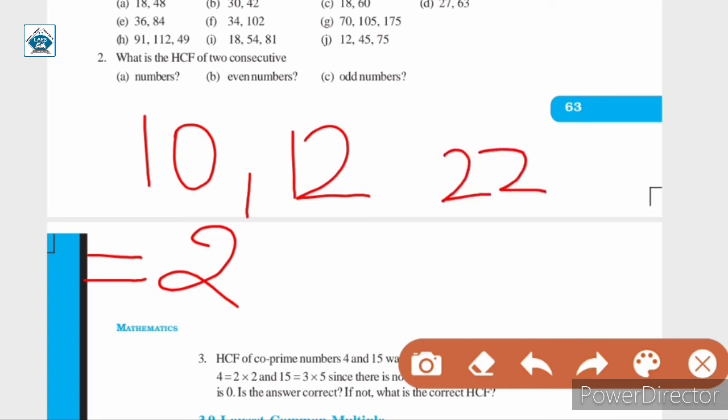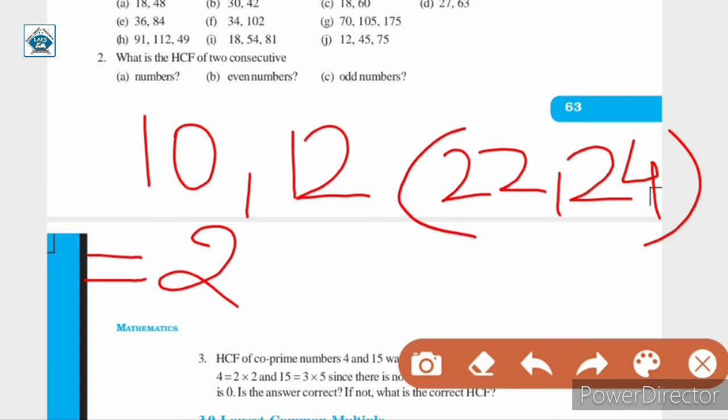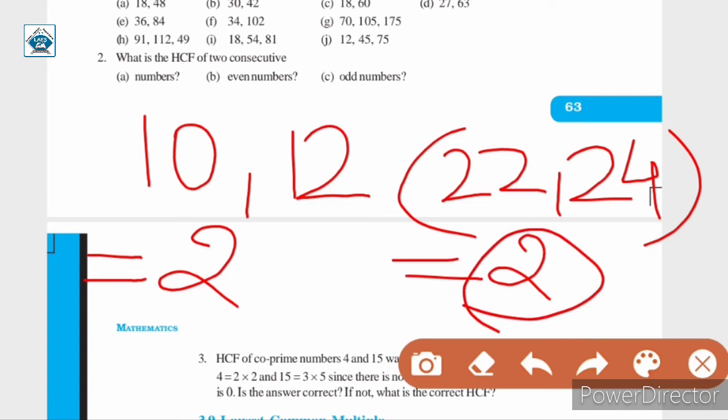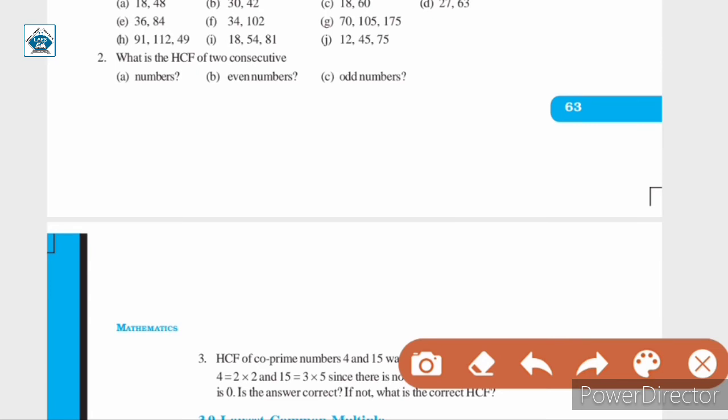Similarly, for 22, 24, these are also consecutive even numbers. इनके बीच में और कोई even number नहीं आता है. So यहाँ पे 2 is their highest common factor. You can verify this by actually finding their HCF. So generally, we can say that the HCF of two consecutive even numbers is 2.